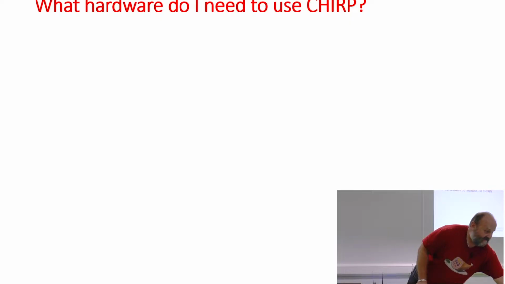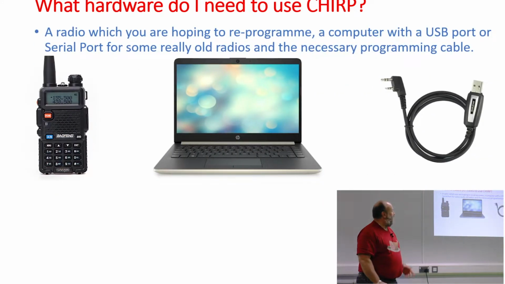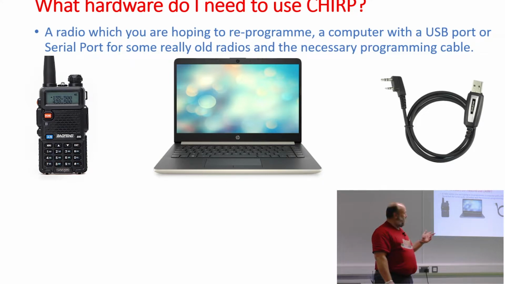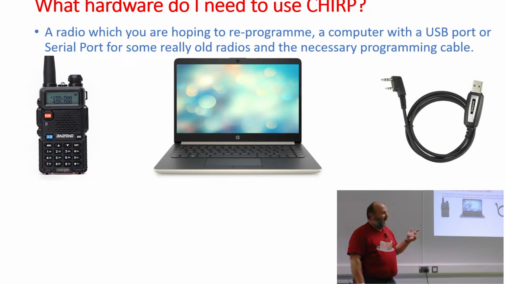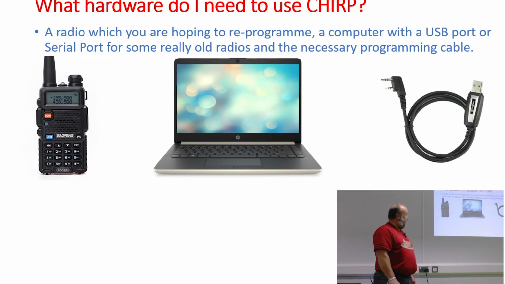So what hardware do we need to use CHIRP? There you go, exactly what it says there. Hopefully you're going to have some sort of radio that you want to program, otherwise it's fairly pointless downloading CHIRP if you don't have a radio. You then need a computer or a laptop with a USB port, or if it's a really, really old radio, some of them will still support serial ports. But basically, with most radios these days, it's all done by the last thing on the list, which is a programming cable, which you plug into your USB port on the computer.